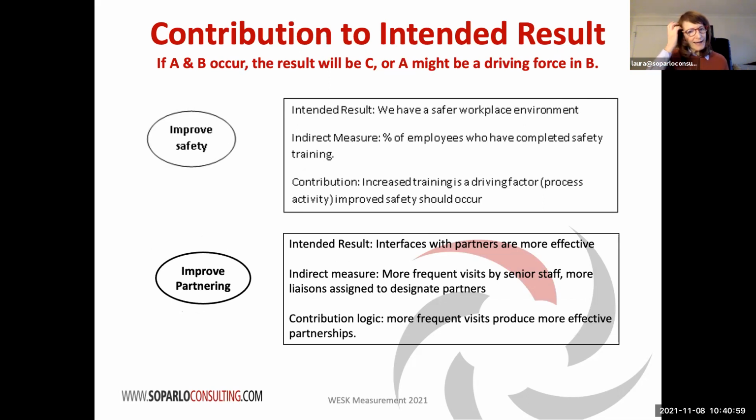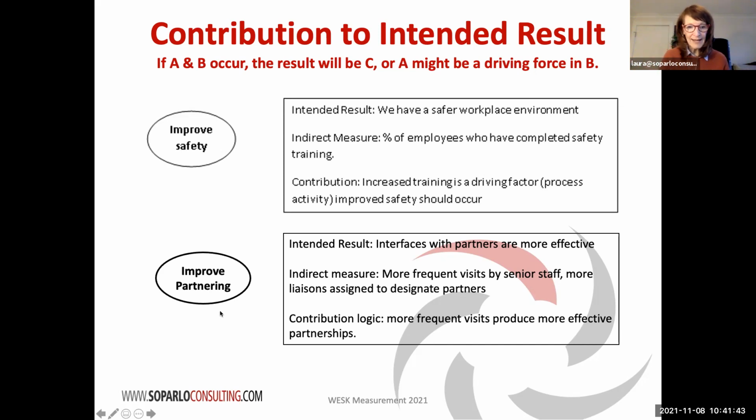And so again, if we go back to our improved safety, we want a safer work environment. There's our objective. There's our intended result. We can say percentage of employees who have completed safety training. Now that's an output measure, but say we can't get any other measures. So you're going to make the hypothesis: if we train more people, there's a contribution to our end result, which is a safer workplace. All right, so you might measure both. You saw on the other slide there was a correlation one. We're going to measure number of incidents and amount of training, and those are the two measures for that objective. Okay, so you can do a variety of things.